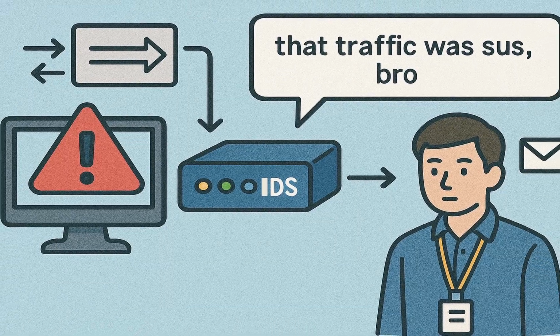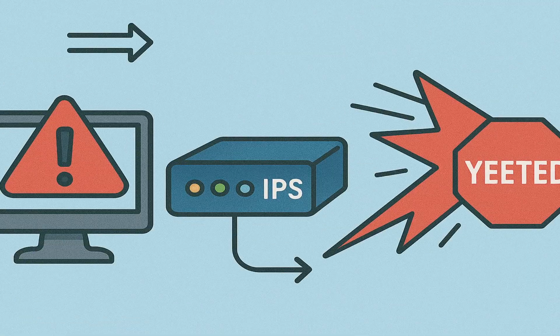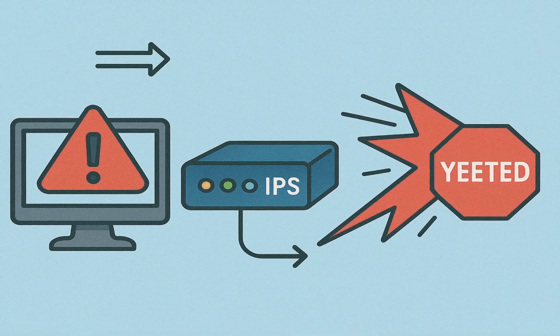Finally, we have intrusion detection systems and intrusion prevention systems. These tools are designed to monitor and respond to suspicious or malicious activity on a network. An intrusion detection system, or IDS, acts like a security camera. It watches network traffic, comparing it to known attack patterns or anomalies, and raises alerts when something looks wrong. An intrusion prevention system, or IPS, goes further. Not only does it detect malicious traffic, but it can block or drop it automatically to prevent damage.